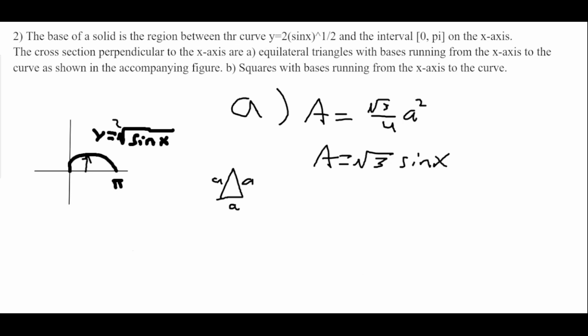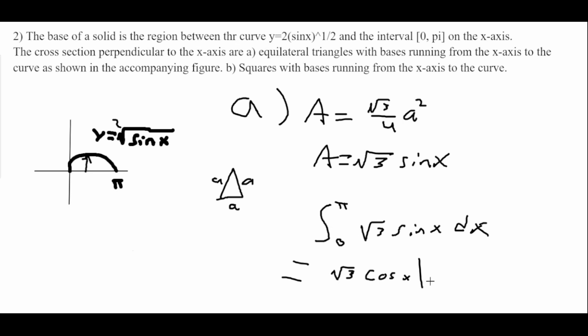Alright, now that we have the area, all we really need to do is integrate it to find the volume. The interval, they already give it to us, which is 0 to pi. So we use 0 to pi as the limits, and plug in the area, root 3 sine x dx. When you integrate this, you're going to get root 3 cos x going from 0 to pi. Remember, it's going to be negative cos x.